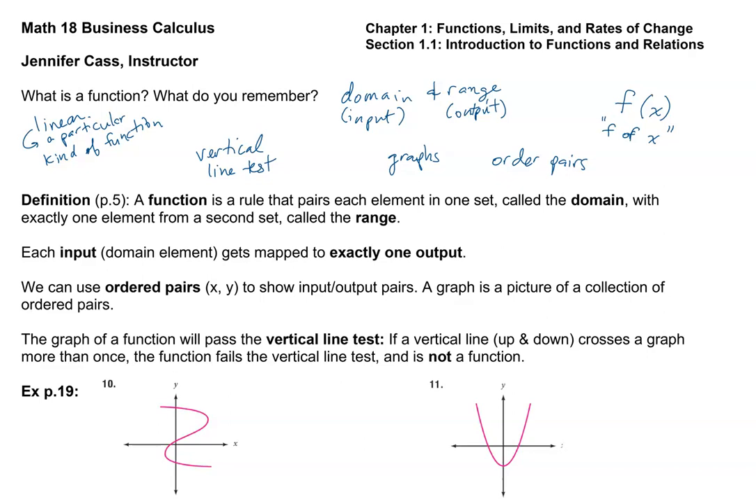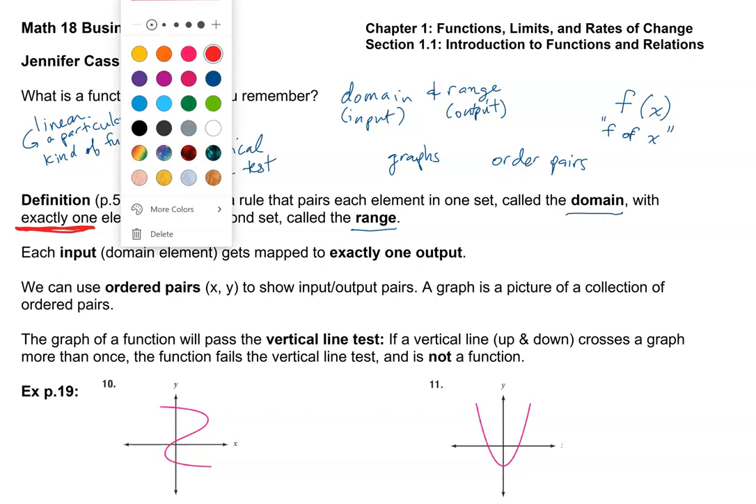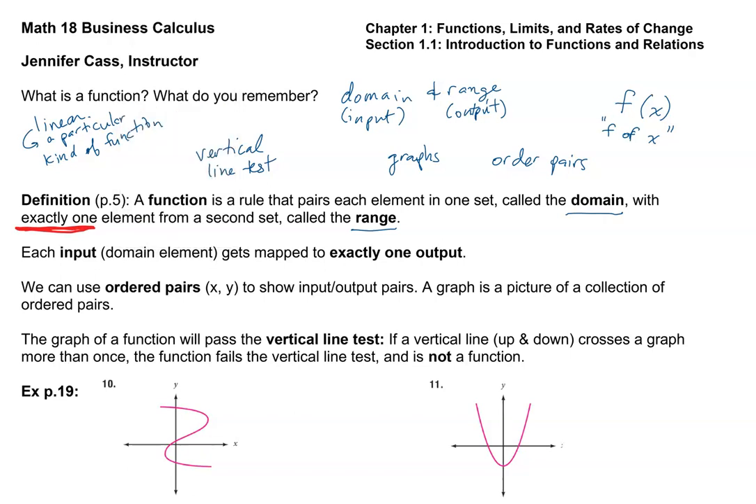So underneath here, I say definition. This is out of our book, page 5. A function is a rule that pairs each element in one set called the domain with exactly one element from a second set called the range. And I didn't bold it, but these words exactly one, those are super important. So I am going to underline them. So each input, which is a domain element, gets mapped to exactly one output, which is a range element.